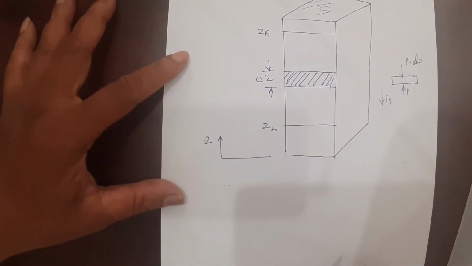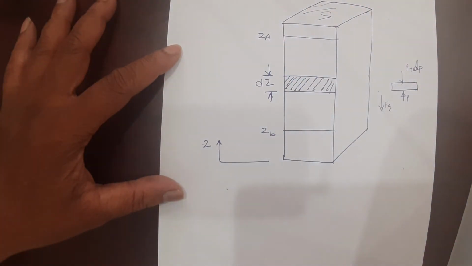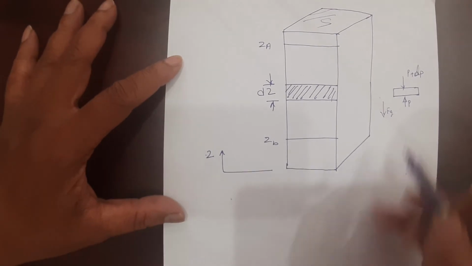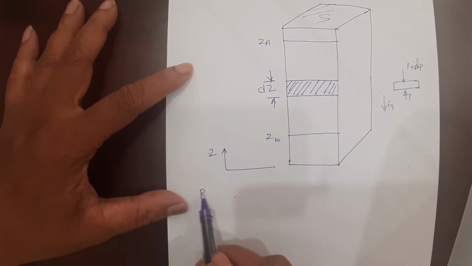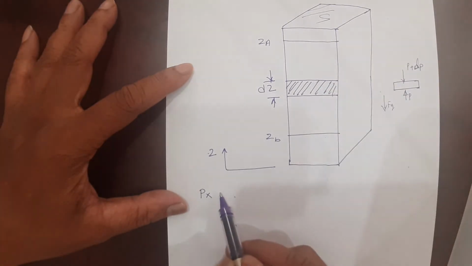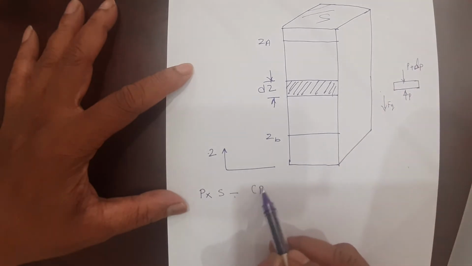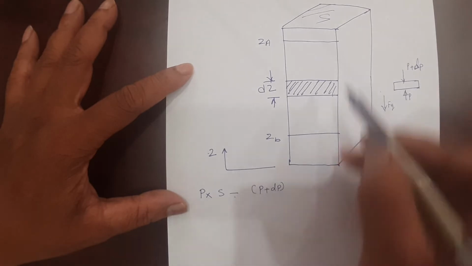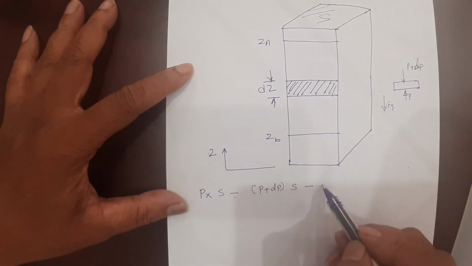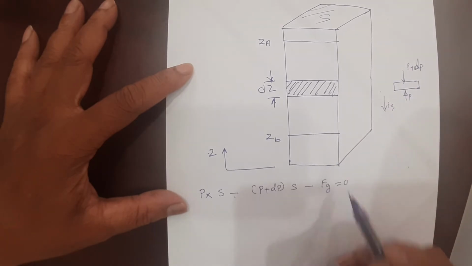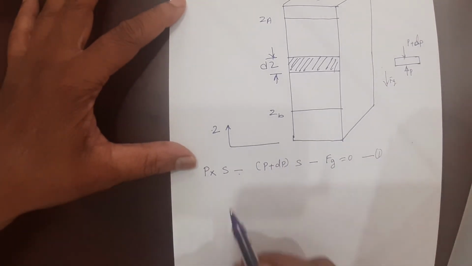Applying the same equation, the forces exerted in the vertical direction, the y axis, and equating it to 0. Let me take the first one, this, as the positive one. I will take P, and the area is S, minus, this is acting in the top to bottom direction, P plus dP, and the area is again the same, area S, minus Fg, which is also in the downward direction, is equal to 0. This I will call equation number 1.